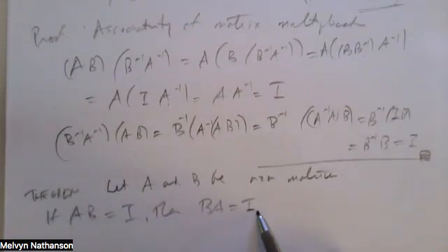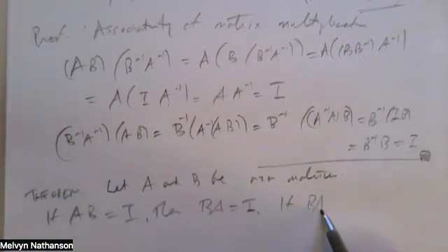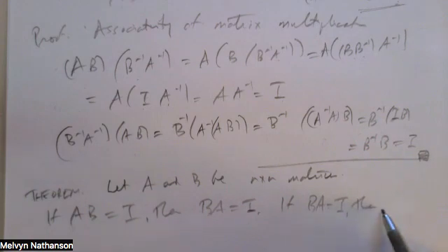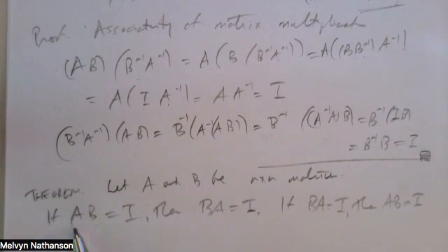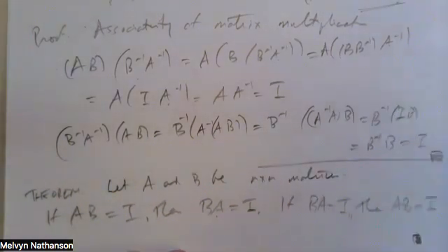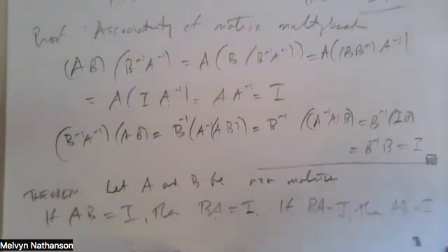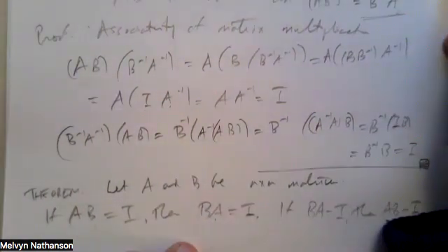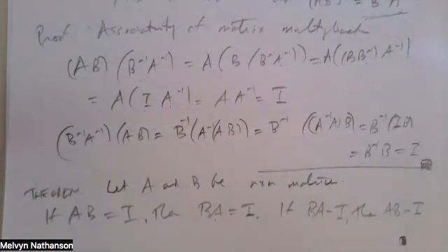And if BA is the identity, then AB is the identity. So in some sense, if B is a right inverse of A, then B is also a left inverse of A, and conversely. This takes a tiny bit of work and uses some things we haven't proven yet in the class, so I can't prove it at this point, but it's just useful to know this is true.